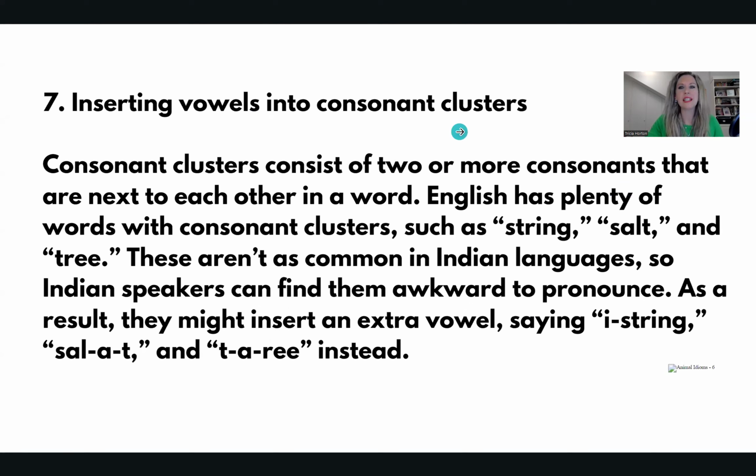Inserting vowels into consonant clusters. Consonant clusters consist of 2 or more consonants that are next to each other in a word. English has plenty of words with consonant clusters, such as string, salt, and tree. These aren't as common in Indian languages, so Indian speakers can find them awkward to pronounce. As a result, they might insert an extra vowel, saying string, salat, and tari instead. And no, keep them together.